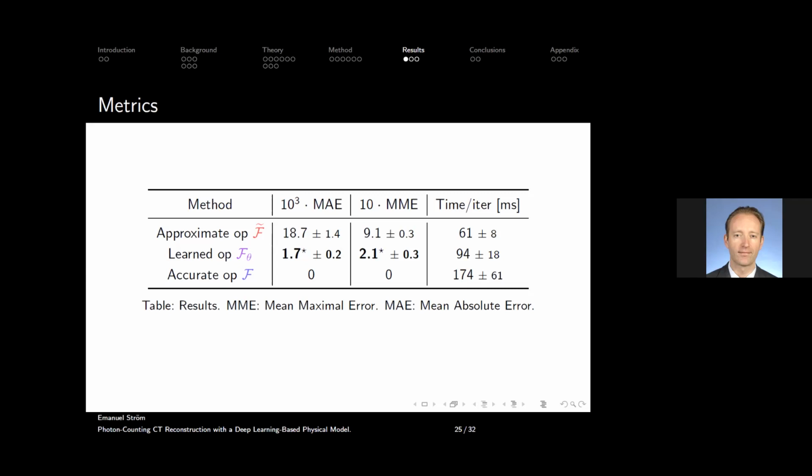Hi, Emanuel, Bruno de Man, GE Research. Very nice talk. I like how you include these image icons in between the text.